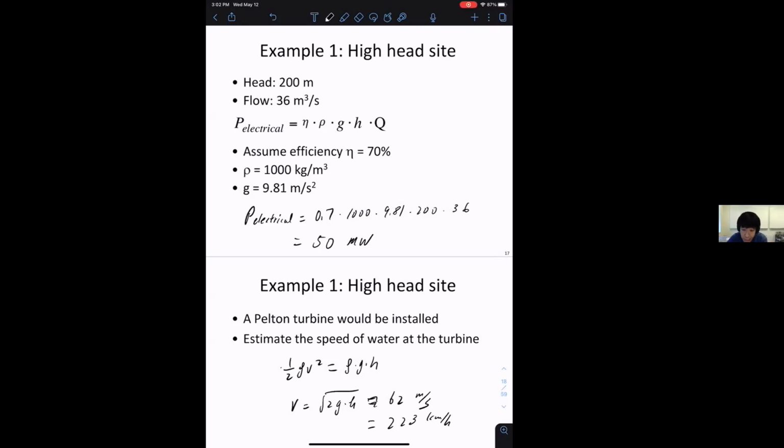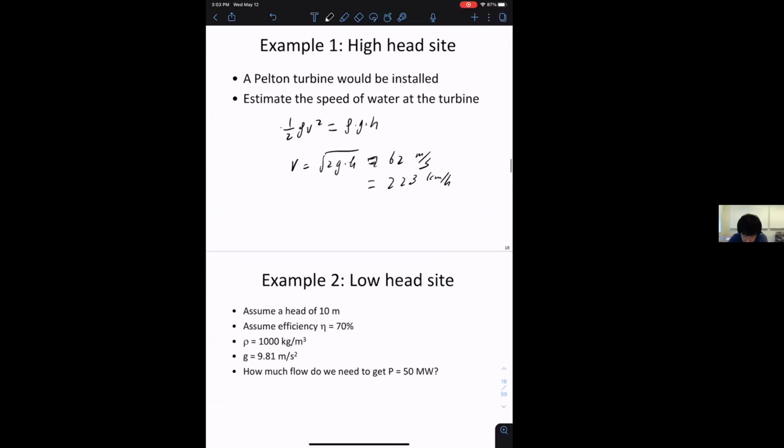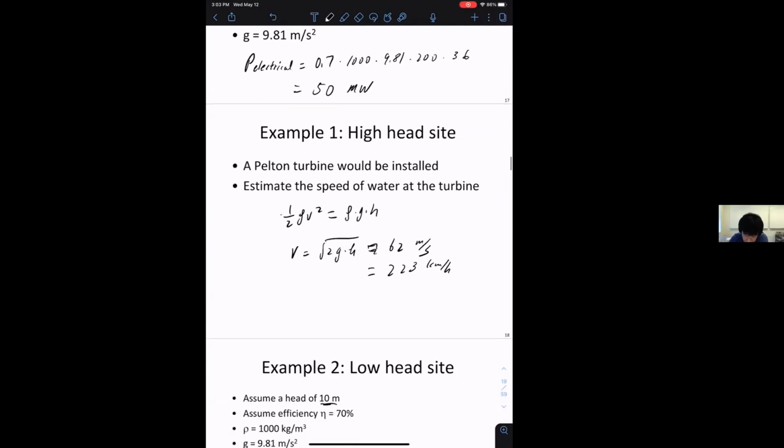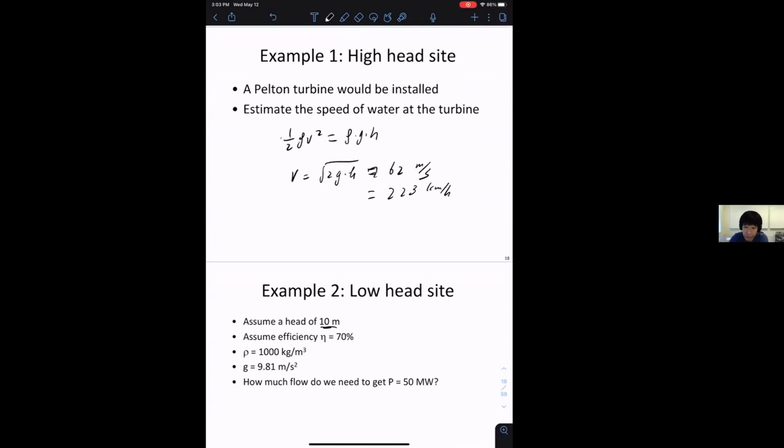Okay. So this is an example of where we have a high H, right? When H is large, we can build up high speed, and that makes sense for us to use an impulse turbine. Now, if we have a low head side, here we want to use a reaction turbine because H is now smaller. Before, H was 200 meters, here it is 10 meters. So our speed will not be very large. So there's no way we can get a lot of power if we rely on conversion to kinetic energy. So here what we want is a reaction turbine.